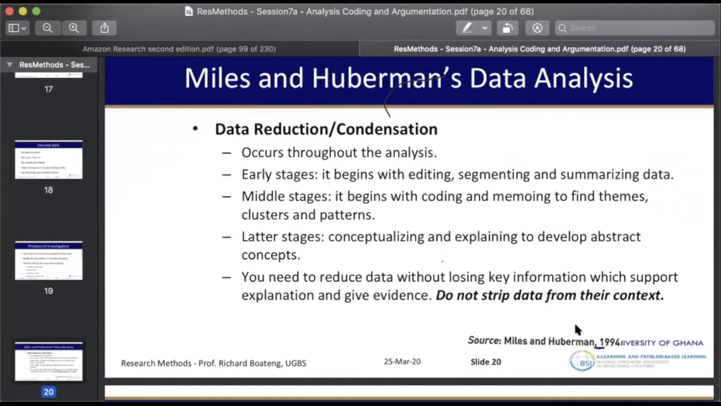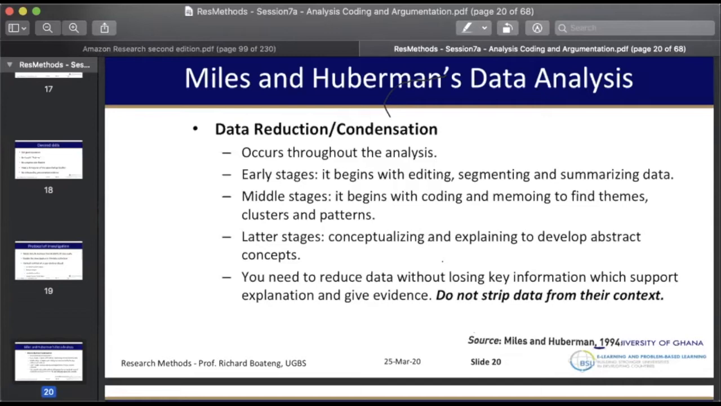Okay. So data condensation. What then goes into the condensation perspective? Data reduction and data condensation: our focus is on the condensation part. Data condensation occurs throughout the data analysis process.